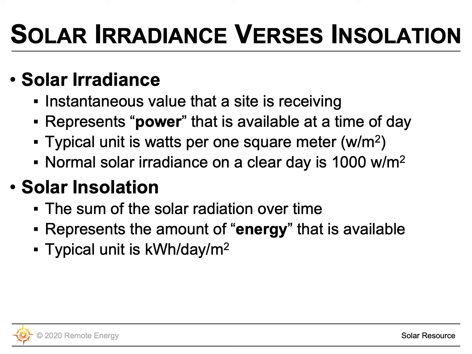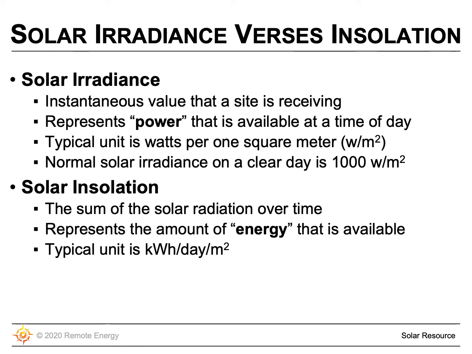Before moving too far along in our discussion about the amount of sun that's available at any given spot on Earth, we need to draw the distinction between two terms. And these are two terms that we will use throughout this lesson, and they're terms that you're going to come across when you start researching the amount of energy that's available from the sun at your site. The terms are solar irradiance and solar insolation.